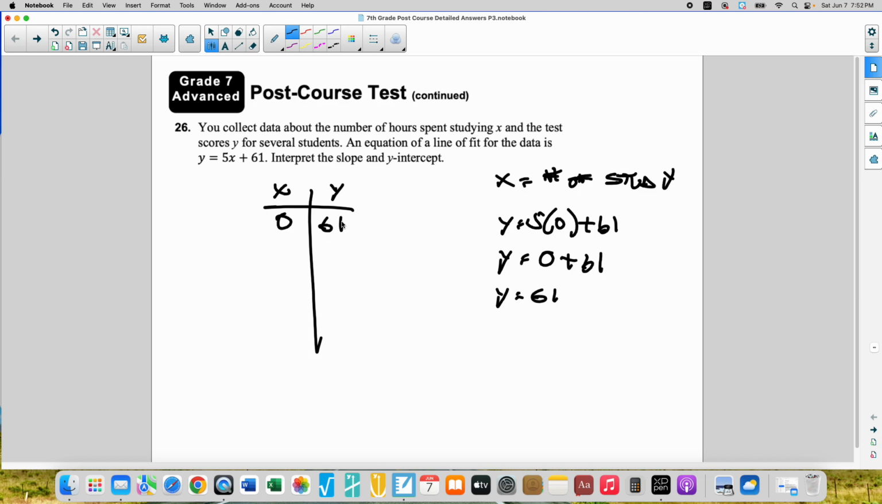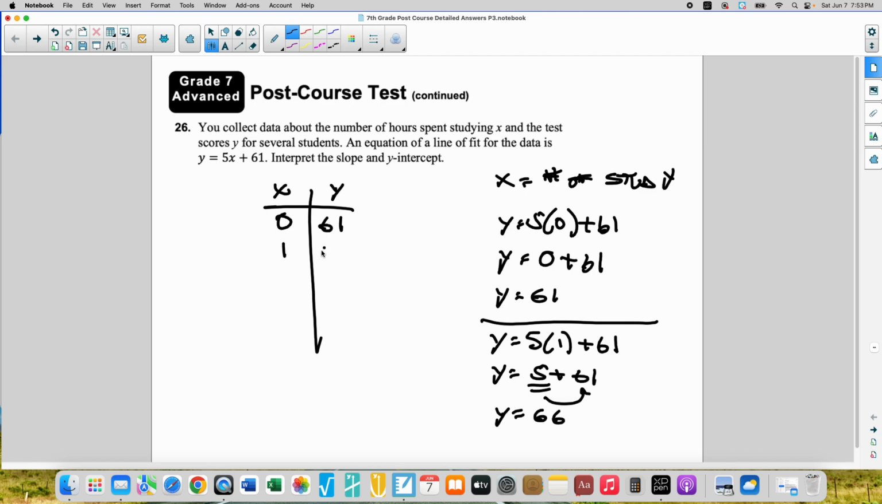Okay, got it. So what if I study for 1 hour? What is my score now going to be? Well, if I study for an hour, I get 5 points plus the baseline, which is 61. So 1 hour gets me a score of 66. And then if I do 2, you see what's going to happen. 2 times 5 is 10. So for every hour I increase, I get 5 more points. So that's going to be 71.